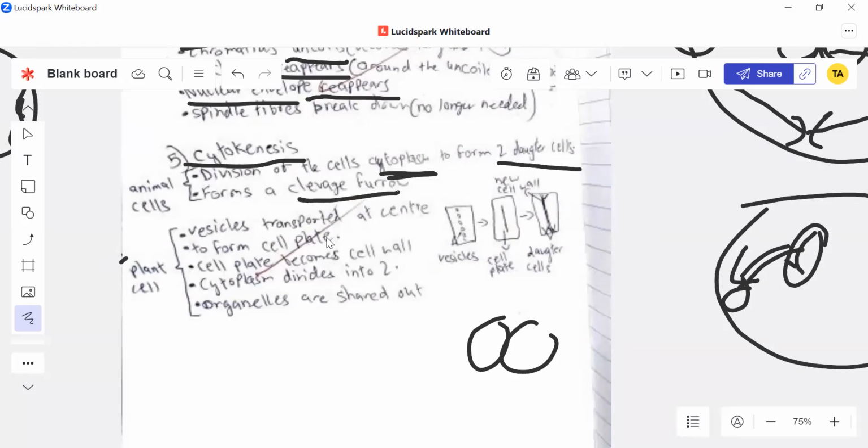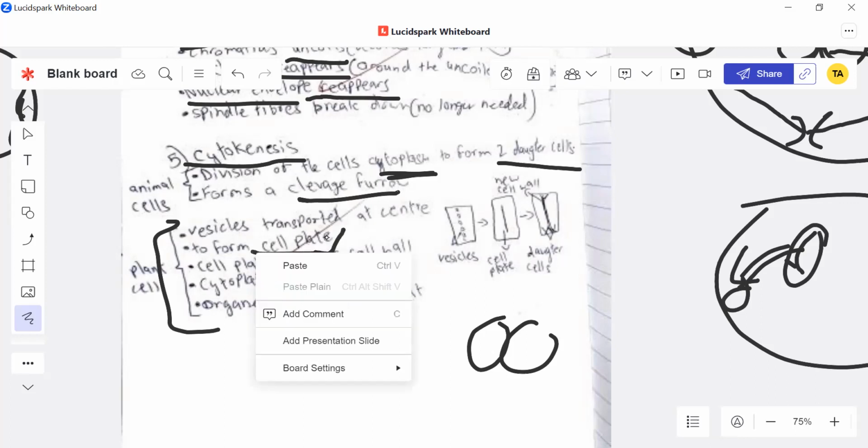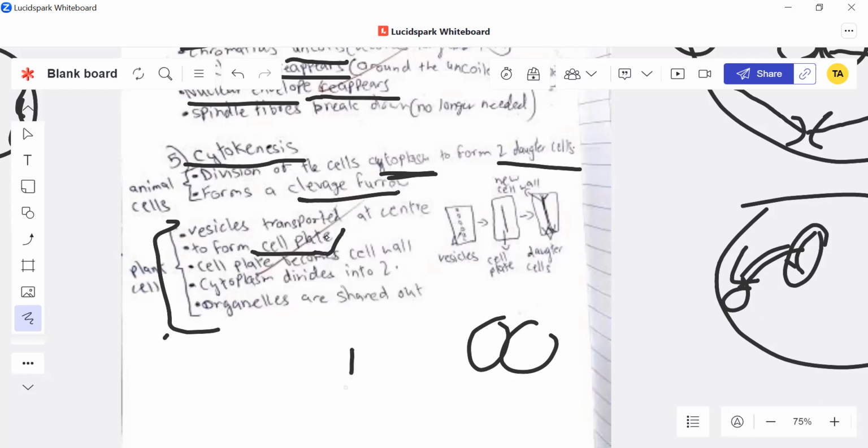In plant cells, there's not a lot written about plant cells, but what you need to know is that in plant cells, everything happens the same except the cytokinesis part. So in plant cells, vesicles are transported at the center instead of this normal cytokinesis. Instead of cytokinesis, this part will happen. This part right here would happen after, instead of cytokinesis. So vesicles are transported at the center of the cell to form a cell plate. Cell plate is basically this line with vesicles.